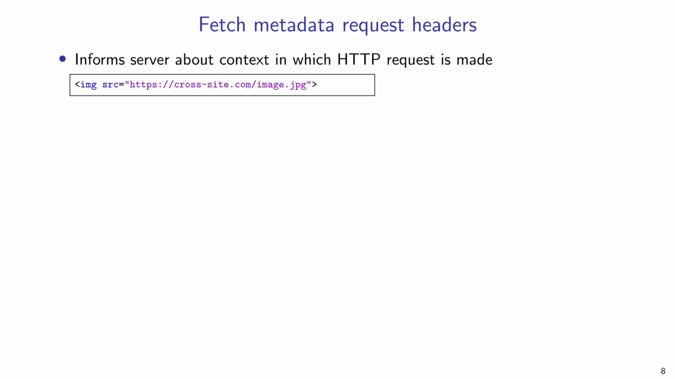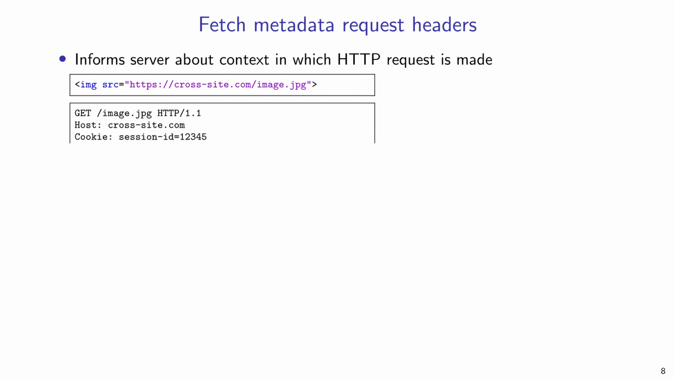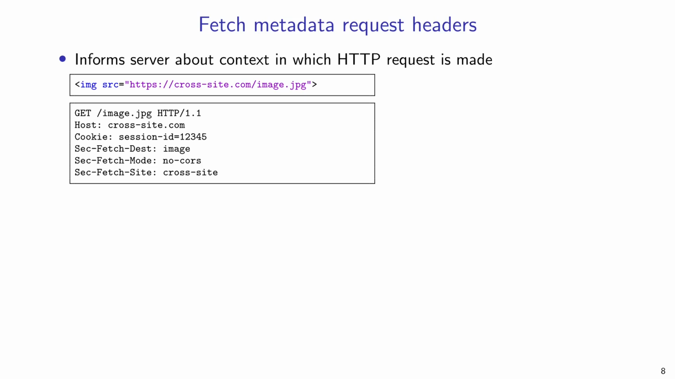Let's look at an example. Let's say some website embeds an image from crosssite.com. To fetch this image, the browser will make an HTTP request to crosssite.com, but in addition to the usual headers, the browser will also include these three Sec-Fetch metadata request headers, which provide more detailed information about what happened on the browser side. The dest header tells that the request originated from an image element. The mode header tells that this was a simple no-cors request, and the site header tells that the request originated from another website.